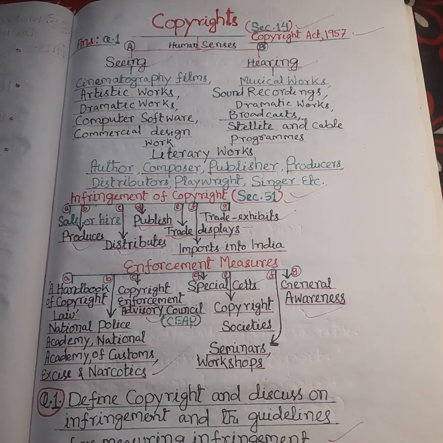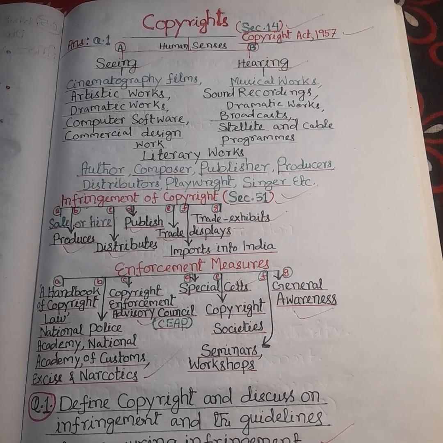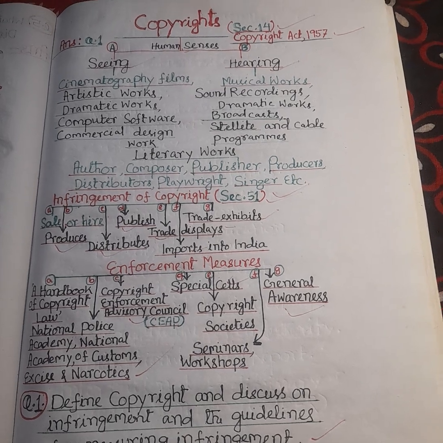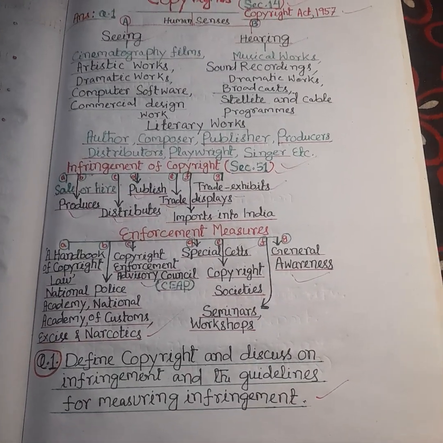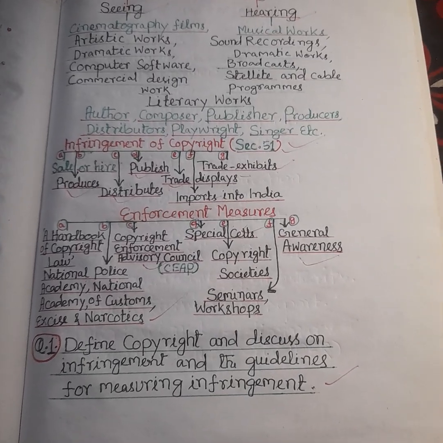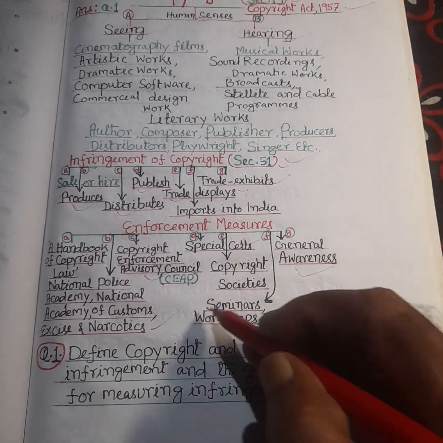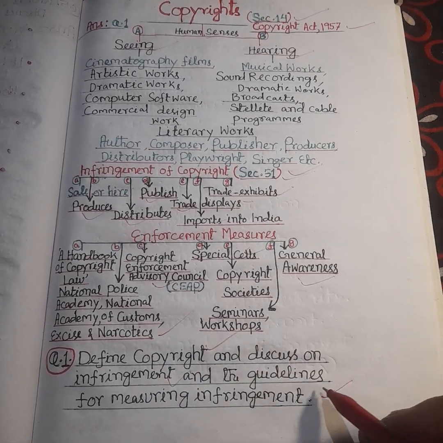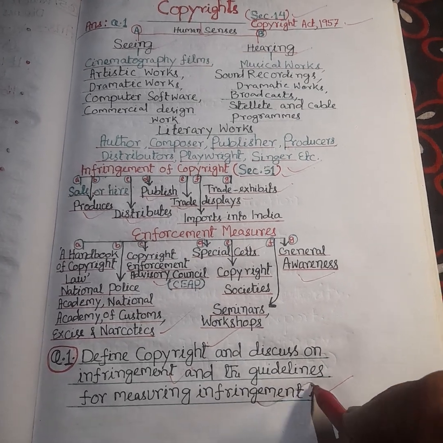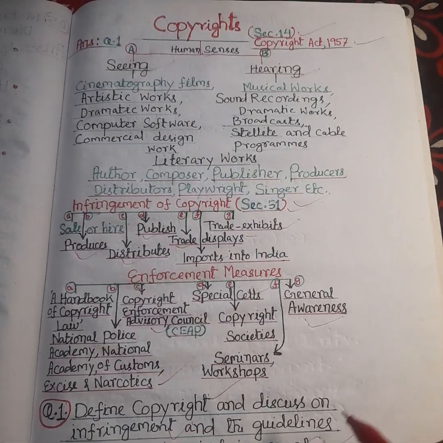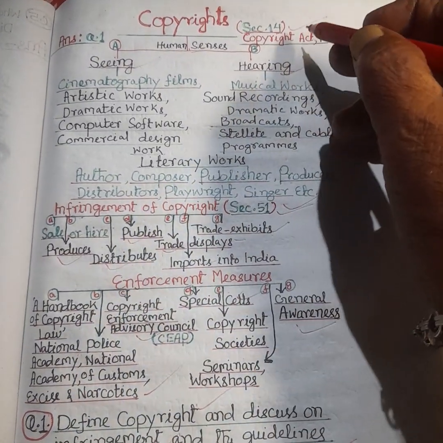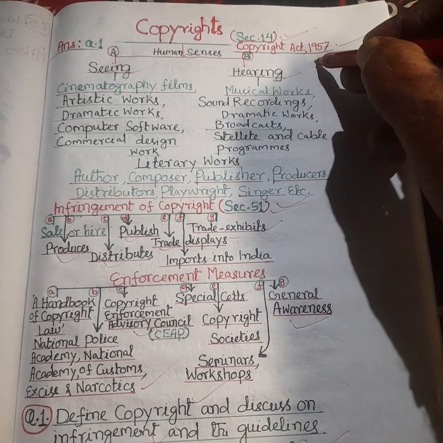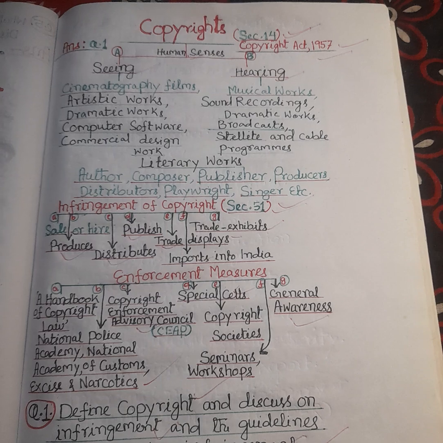Today we'll start a new topic, that is copyrights. And regarding copyrights, the first question that we have framed is: define copyright and discuss infringement and the guidelines for measuring infringement. The very definition of copyright is as provided under Section 14 of the Copyright Act 1957.